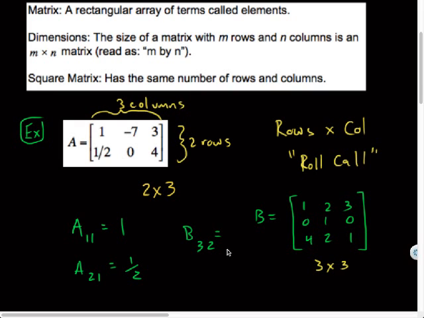You gotta be kidding me. Which one's B 3, 2? Number 2. So third row, second column, right there would be the 2, right? Just so we know how to locate these.